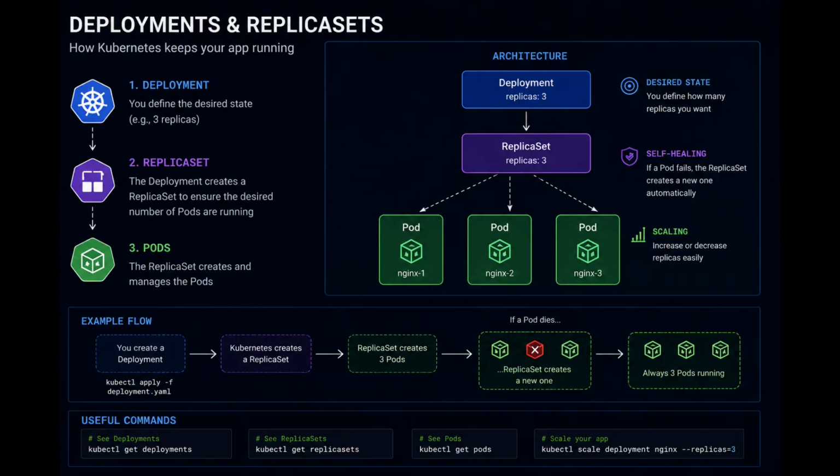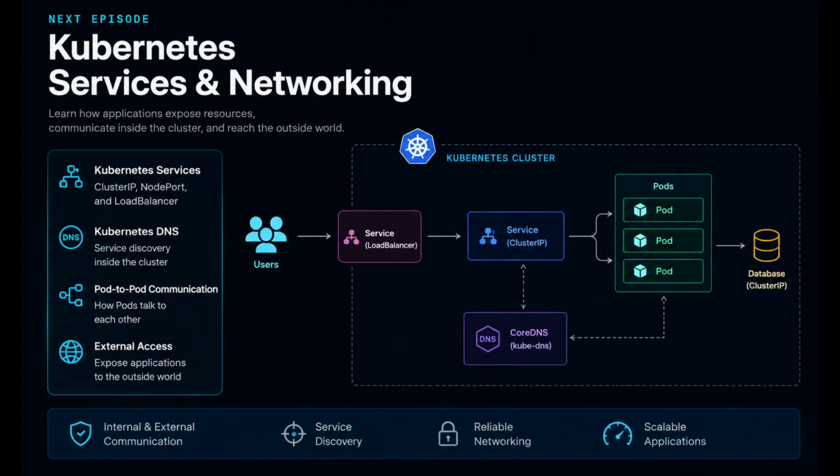Today, we learned how deployments and replica sets provide self-healing, high availability, scaling, and rolling updates. These are some of the core features that make Kubernetes so powerful in production environments. In the next episode, we'll learn how applications communicate inside the cluster using Kubernetes services and networking.